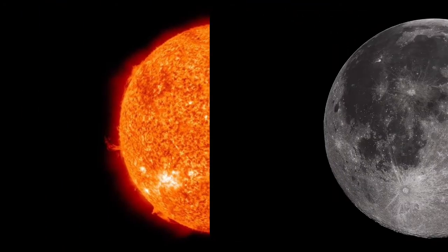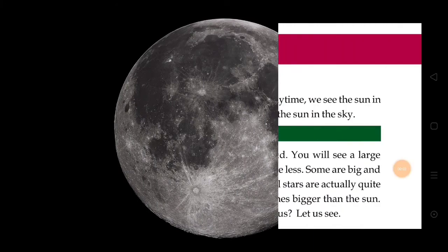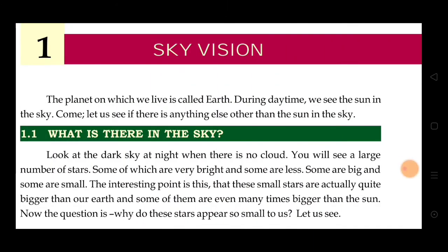So let's get started. So students, as you all know, the planet on which we live is called Earth. Earth is the only planet where all the living things exist. Other than the Earth, we have the big universe up there. So let's see, other than the sun we see in the daytime, if anything else exists.